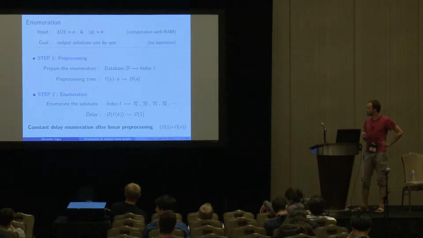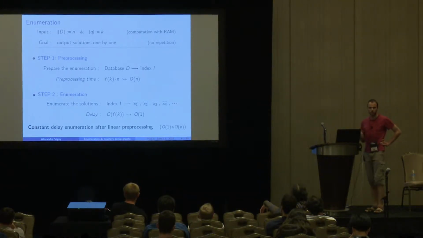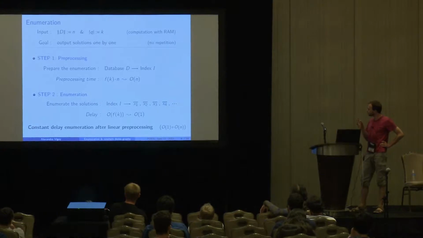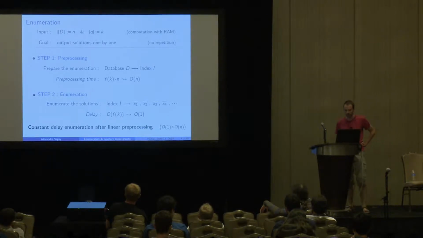When the pre-processing is done, you've built what we call an index, and then you can start the second step. Using the index, you will produce solutions one at a time, a first solution, a second solution, and so on. And the delay is the time between two consecutive outputs. So what we want is a linear pre-processing followed by a constant delay. And we talk about constant delay enumeration after linear pre-processing.